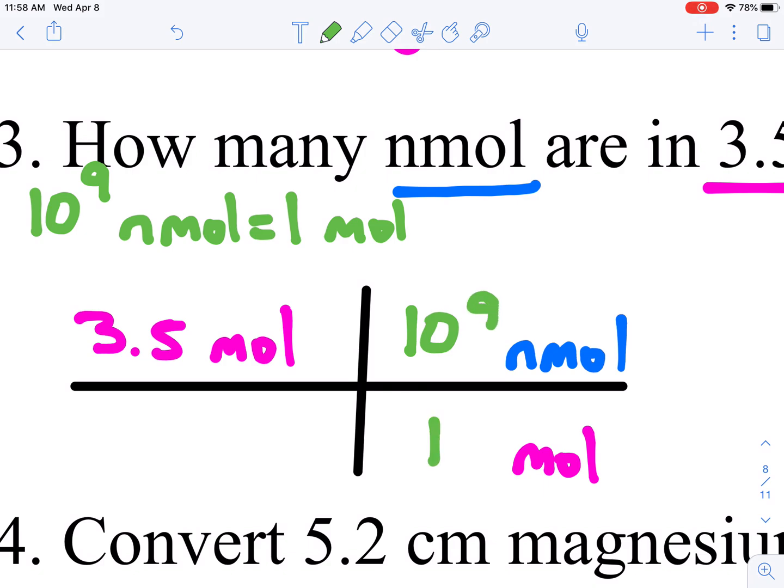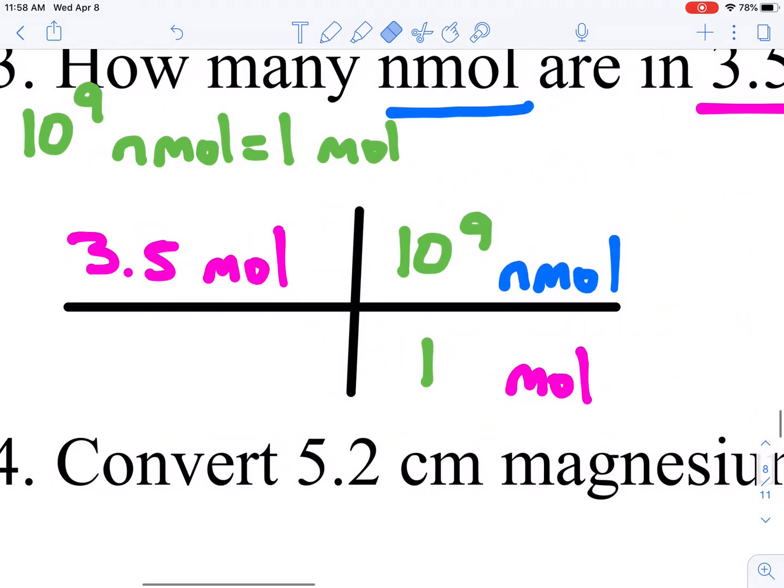Now, this is a good opportunity to show you, what if you put 10 to the 9th on the bottom? Well, that's not true, is it? There are not 1 billion moles in 1 nanomole. Or think of a nanometer. A nanometer is really, really tiny. There are not a billion meters in 1 nanometer. So that's clearly false.